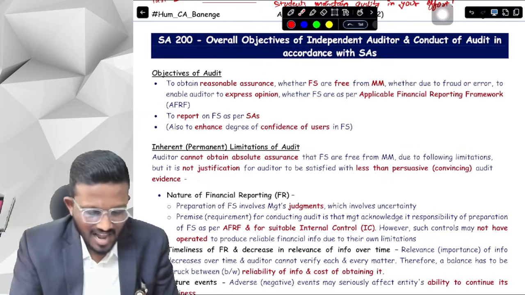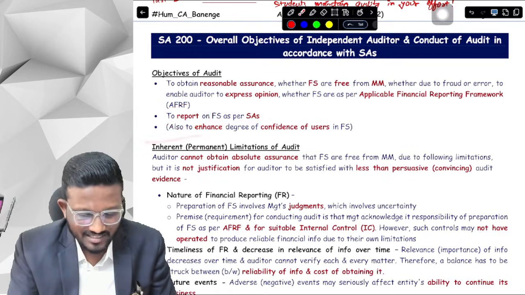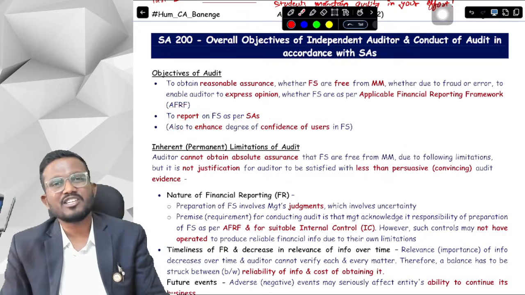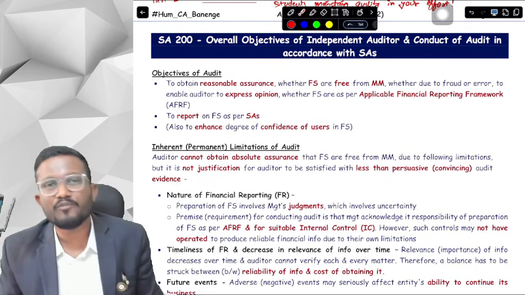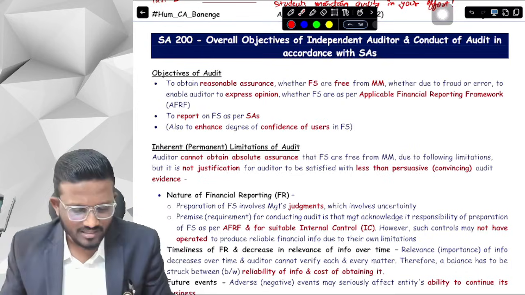Okay, yes sir. And why is a report on the financial statements given as per SA? To enhance, to increase the degree of confidence of users in the financial statements. Okay, yes sir, this was a basic thing. I don't think that will be asked at CA Final level 2.